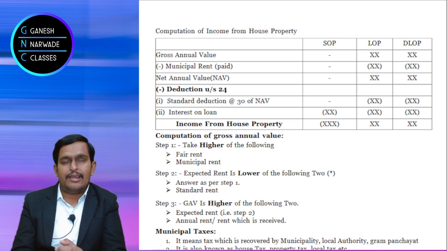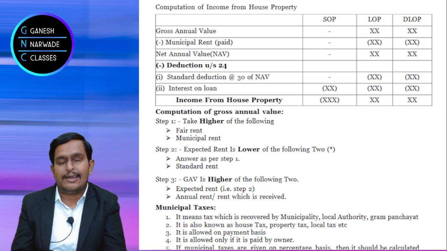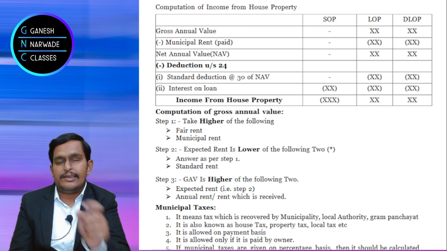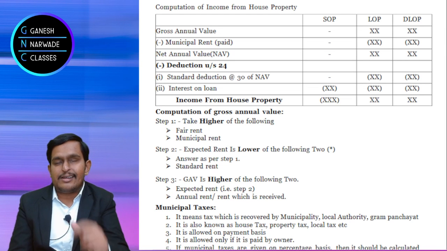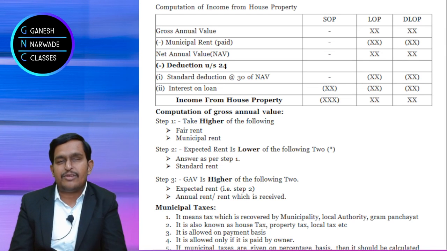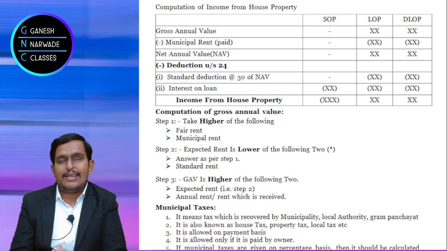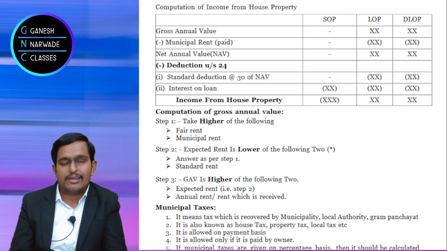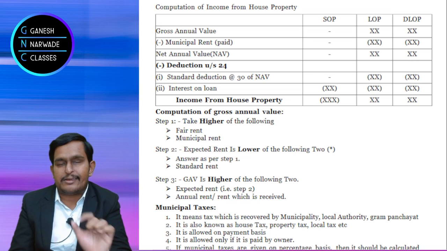Now we discussed till now that we will take gross annual value, from that deduct municipal taxes to get NAV, from that deductions under section 24, standard deduction at the rate of 30%, interest on loan, then income from house property. But how to compute this GAV? For that we discussed certain terms just now, right? Those terms are useful. Step 1: take the higher of fair rent or municipal rent. Write what is fair rent given in the question. Write what is municipal rent given in the question. Compare the two. Whatever is higher, that is the value as per step 1.